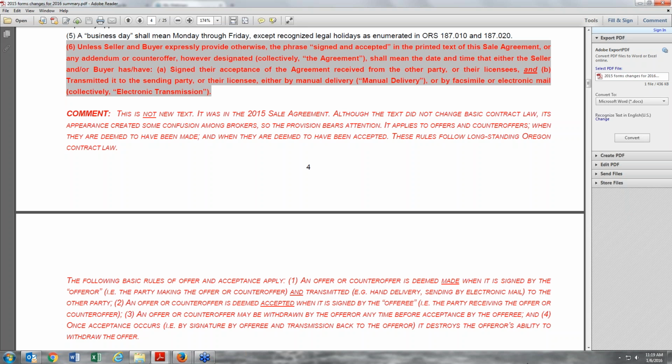Okay, and that's why we have put gray on this, to make sure that people understand this. This is not a new rule. Back in my day, when I went to law school, we had no discussions about transmission by electronic means, but we had what was called the mailbox rule.